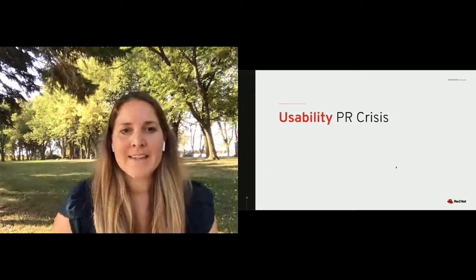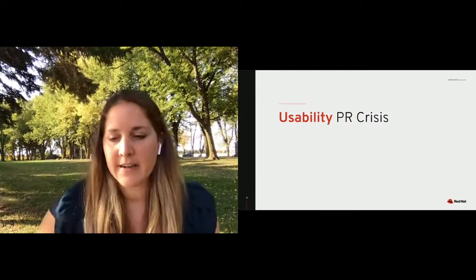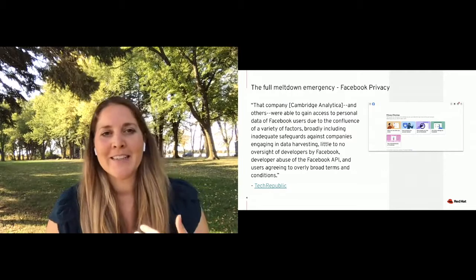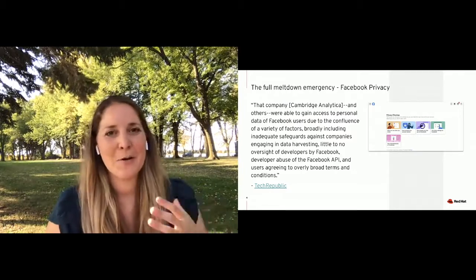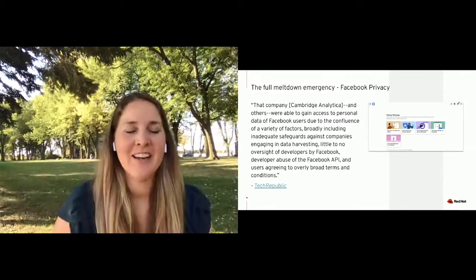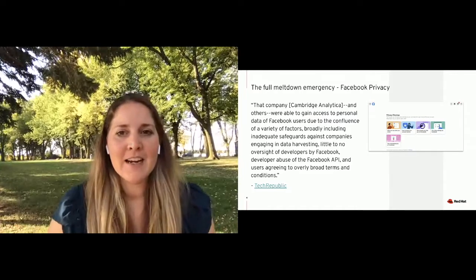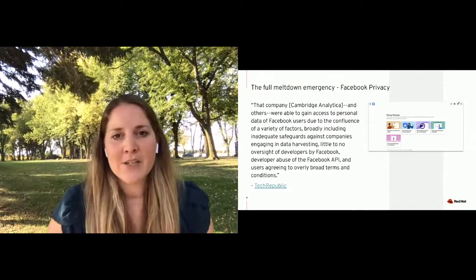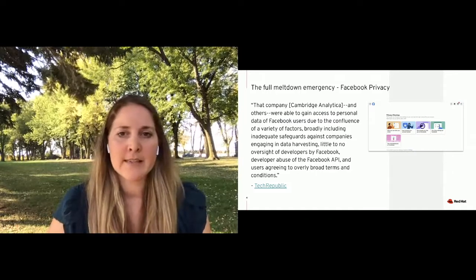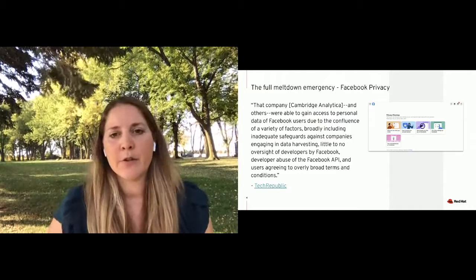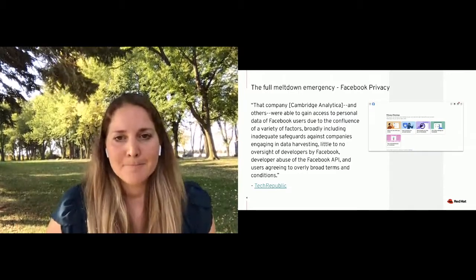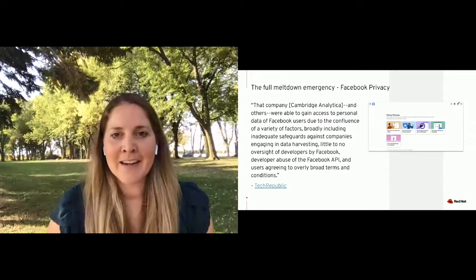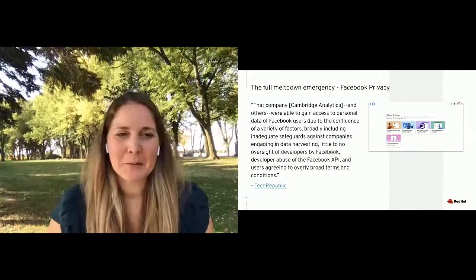All right, so first of all, what is a usability PR crisis? Let's define what this looks like. There are many different types of crises that can happen. I think what most people go to immediately is the full meltdown, the emergency PR crisis situation that nobody wants to be in. One that comes to mind is Facebook privacy. This was very much in the public eye. It was a huge PR crisis. There was a lot of attention on Facebook overall about how they were handling this and how they needed to improve users' ability to control their own data and their own privacy. So this is sort of a worst case scenario of a PR crisis, and hopefully nobody ever has to go through one of these. I can't imagine the pressure that is involved.